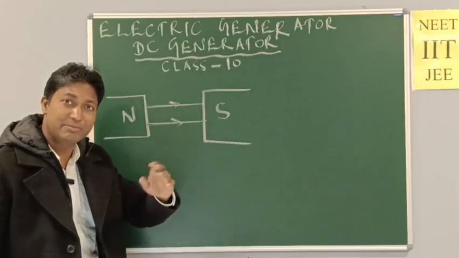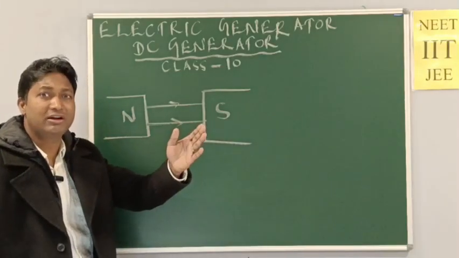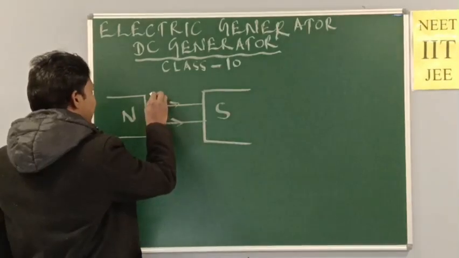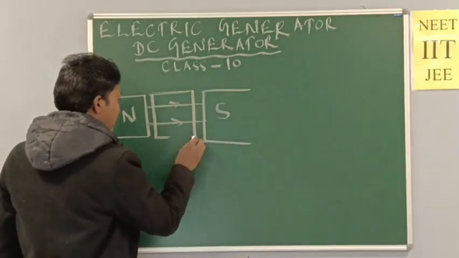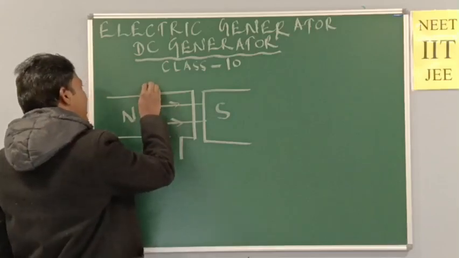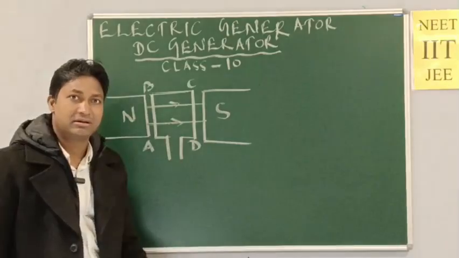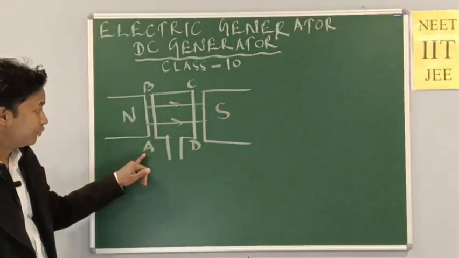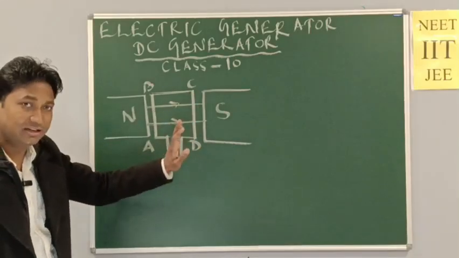The coil, or you can say the armature coil. Why do you want to take an armature coil? Make the figure here. This is an armature coil. Say here the names A, B, C, D. I put the names: this is A, this is B, this is C, this is D.